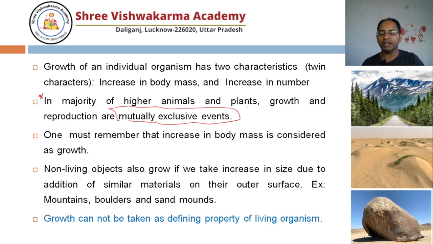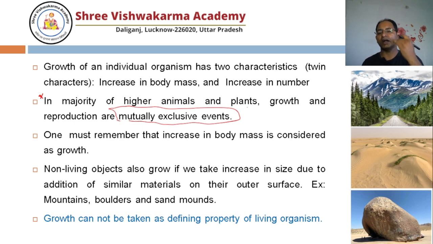Alright. So here NCERT says that in the majority of higher animals and plants, growth and reproduction are mutually exclusive. Means if growth is going on, reproduction will not take place at that particular time. Say for example, take the example of ours. Once a baby is born, the baby keeps growing. But at that time, a 1 month baby, 1 year baby, he or she cannot do reproduction.